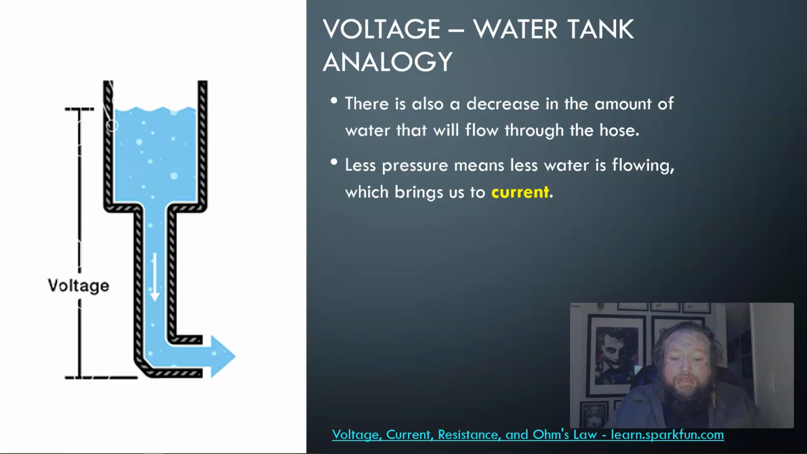There's also a decrease in the amount of water that will flow through the hose, and less pressure means less water is flowing, which brings us to current, and that's this flow. So we need a tank, some kind of pressure source to bring the voltage, so we need a battery in the beginning that's fully charged, but as it's running, it's going to get discharged, and as you reach the bottom of that discharge, problems could occur.